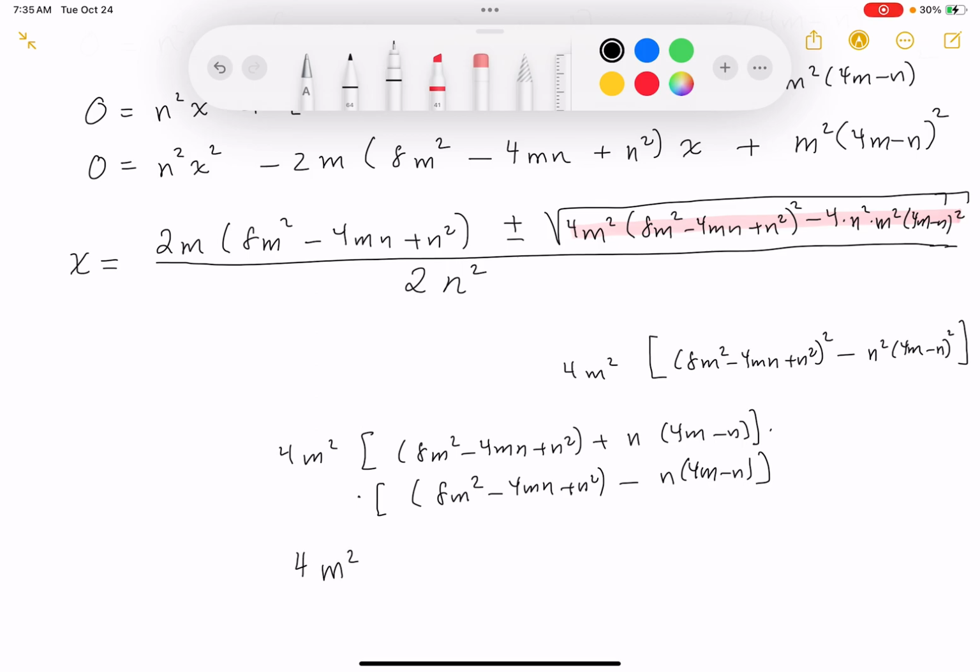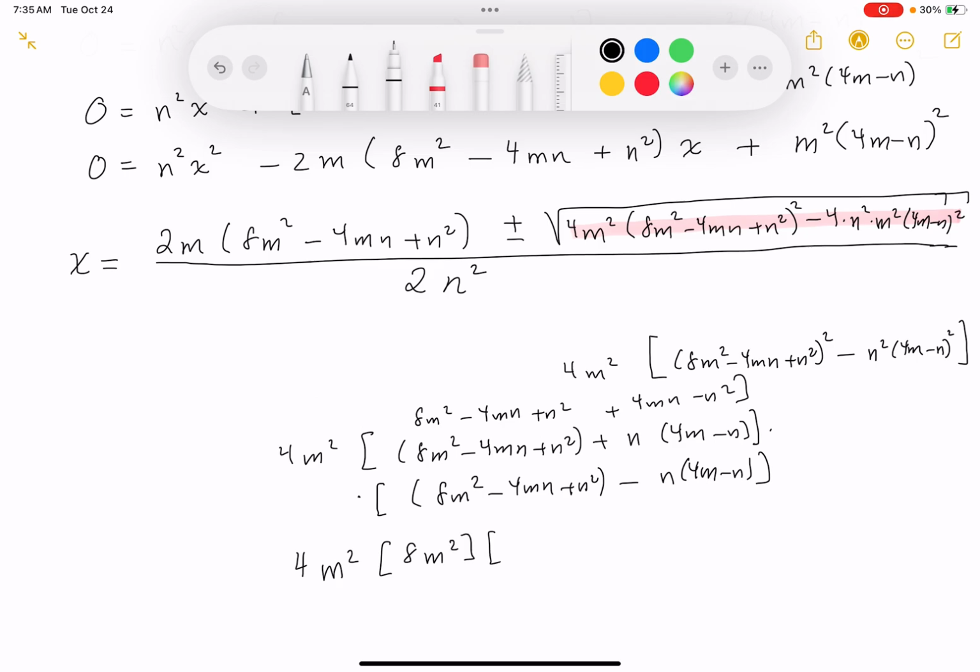So 4m squared. And then here you'd get 8m squared minus 4mn plus n squared. And this would be plus, let's see, 4mn. Isn't that convenient? And minus n squared. And I noticed that a lot of things disappear there. Right, the n squared disappears and the 4mn. You're just left with 8m squared.